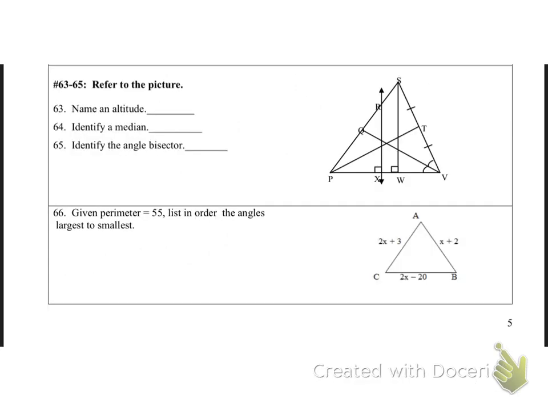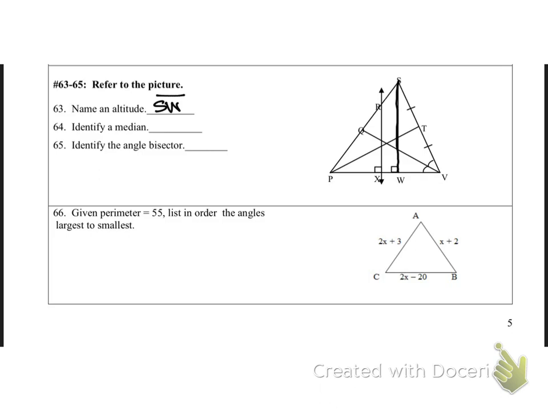Okay, 63 through 65, we're going to look at this picture. So 63 says name an altitude. Well, remember, an altitude starts at a vertex and it goes straight down and hits perpendicular to the opposite side. So if we're looking at this, that's going to be this line right here. So that's SW, line segment SW.